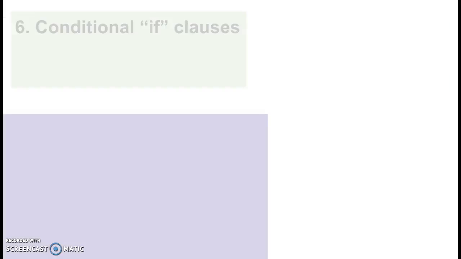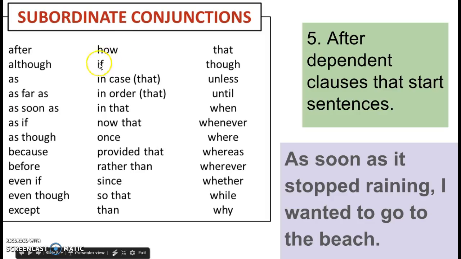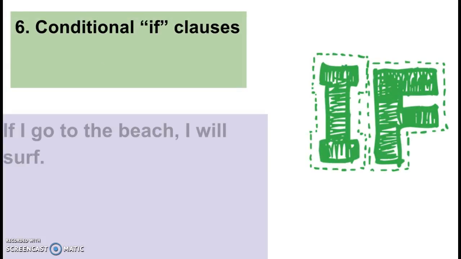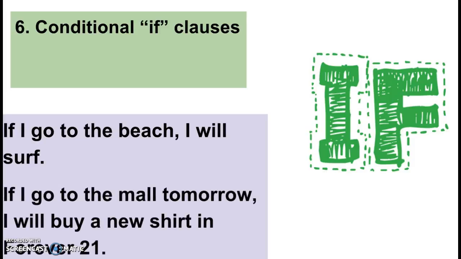Rule 6, conditional if clauses. I'm going to go back and you're going to notice that if is actually on the subordinating conjunctions, but I just want to hammer this point home. If you have a conditional if clause, you're going to need a comma after it. For example, if I go to the beach, comma, I will surf, period. If I go to the mall tomorrow, comma, I will buy a new shirt in Forever 21, period. If I don't study for my point of view quiz, comma, I might not do very well, period. So when you have if something, you're going to need a comma after it. Again, make sure you have this rule, original sentence, and you should be good to go.